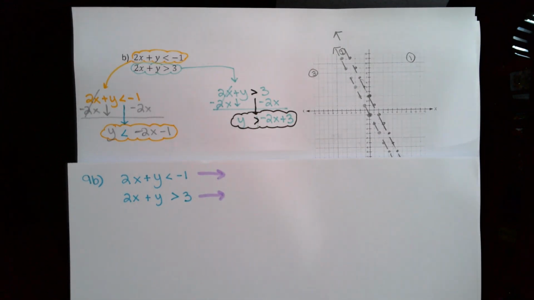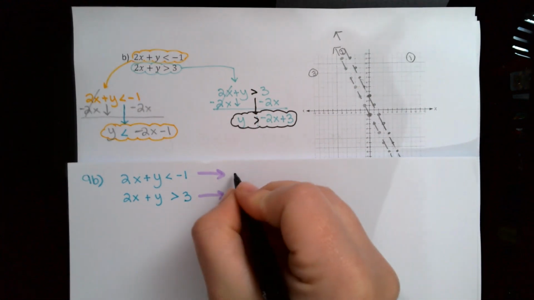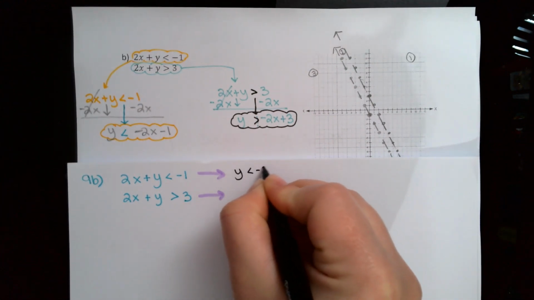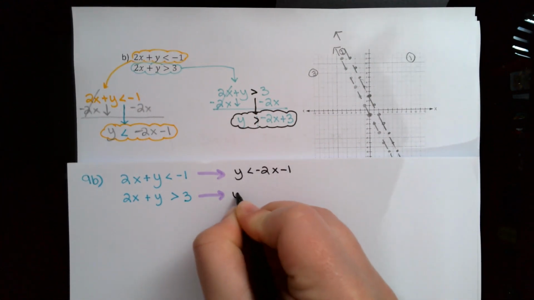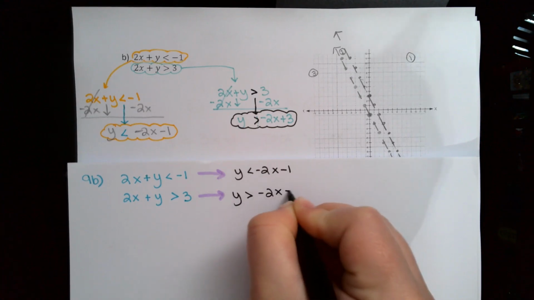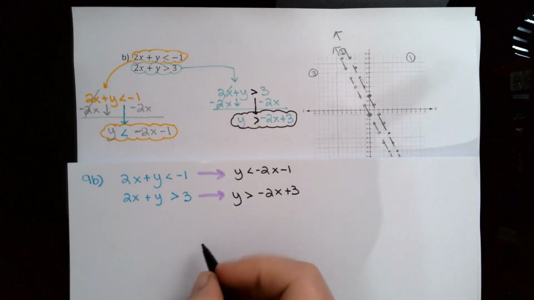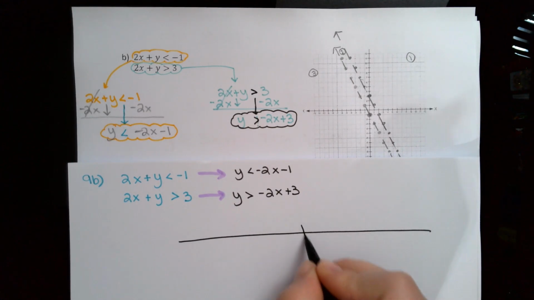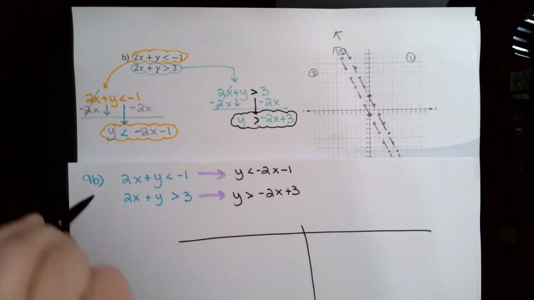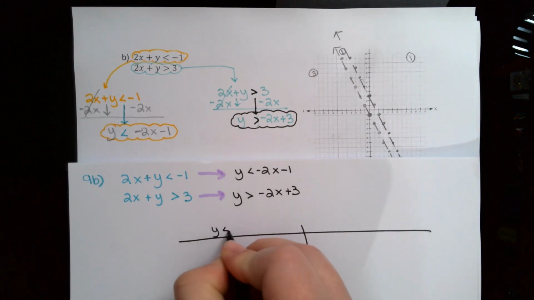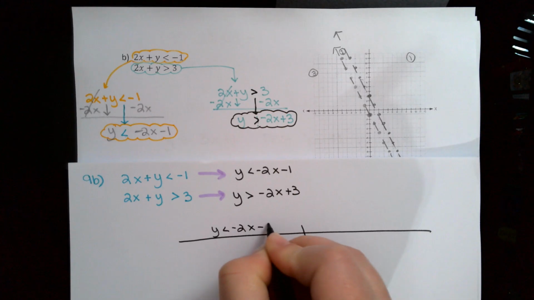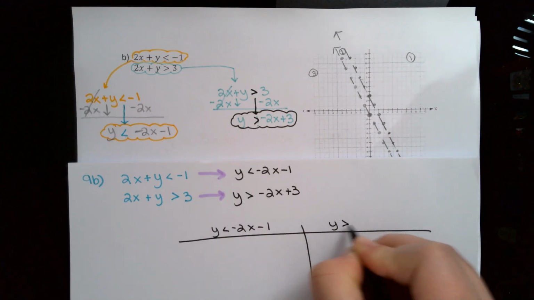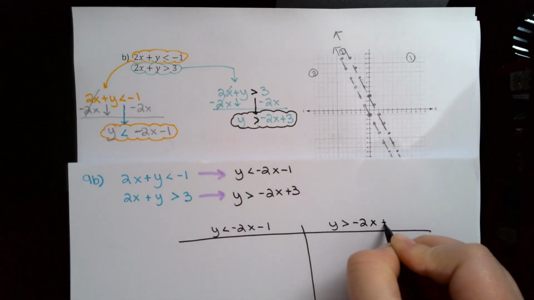Whichever ones you want to put your testing point into, that's fine. So we have y is less than negative 2x minus 1 here, and y is greater than negative 2x plus 3. Just because I wrote those down last, I'm going to use these ones here. y is less than negative 2x minus 1, and y is greater than negative 2x plus 3.